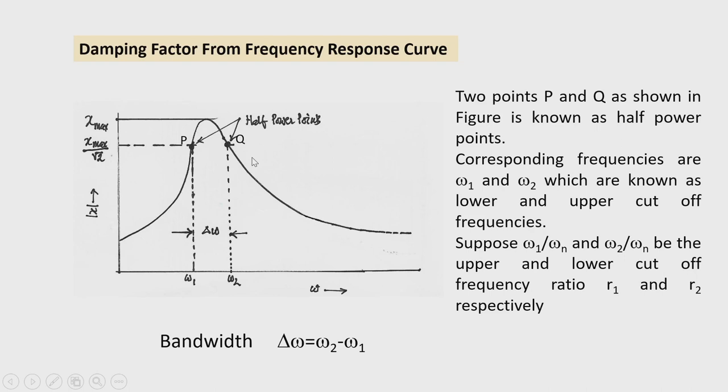Why is it called half power? Because if you square it, then it will be x square by 2. Since power is related to energy, x square represents an energy-like term. Therefore, it is called half power points. Now, omega 1, corresponding to the first half power point on the left hand side of the peak, is known as the lower cutoff frequency, and on the right hand side of the peak the frequency corresponding to the half power point is known as the upper cutoff frequency.